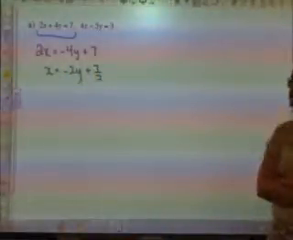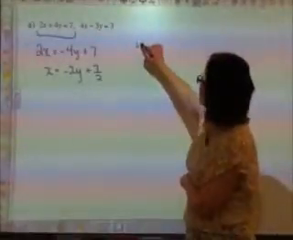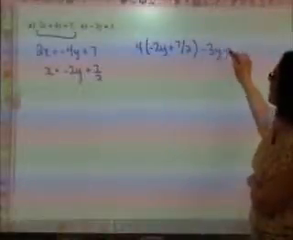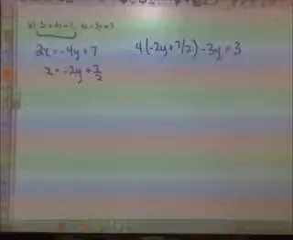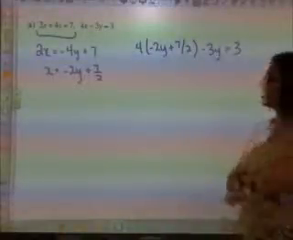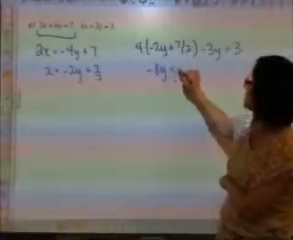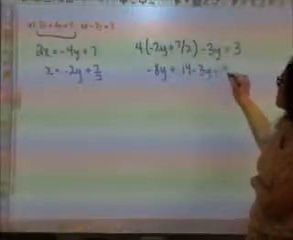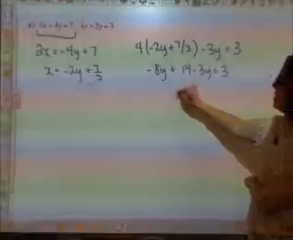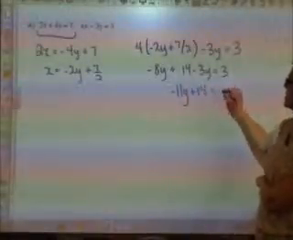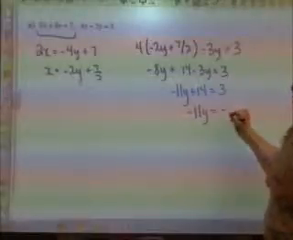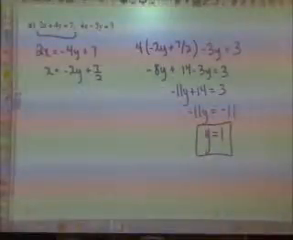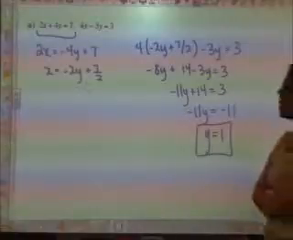And then I have to put that in for x in the second equation. So 4 times negative 2y plus 7 halves, minus 3y equals 3. I multiply this through, I get negative 8y plus 28 halves, which is 14, minus 3y equals 3. I get negative 11y plus 14 equals 3. Negative 11y equals negative 11. Y equals 1. And then I can plug that back into my other equation.